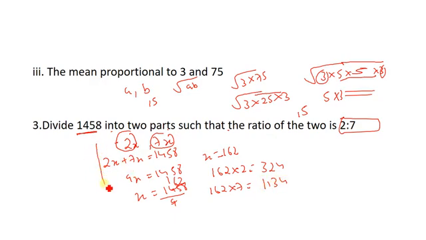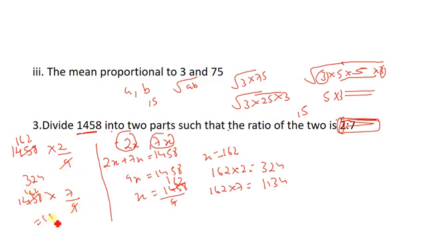Or we can do it directly. Now see, total we have 1458. Now in order to find out the first term, that is the first part of the ratio, we have to multiply it by 2 upon sum of this ratio. Now sum of this ratio is 2 plus 7, that is 9. On solving this, we'll get 162 into 2, that is 324. And to find out the other part, we have to take 1458 into the other ratio. What is other ratio? 7. So into 7 upon total. What is total? 2 plus 7, 9. So 162 into 7, that will be equal to 1134. So both the ways we can solve this question, but this one is easier.